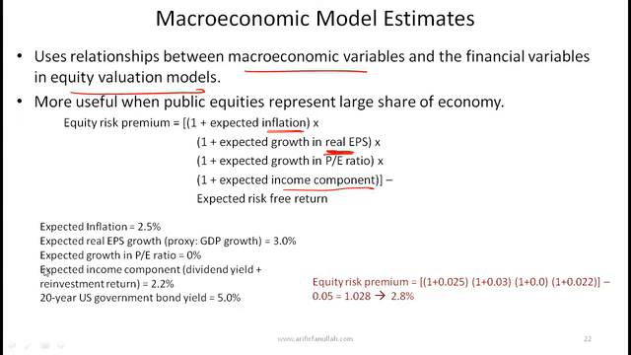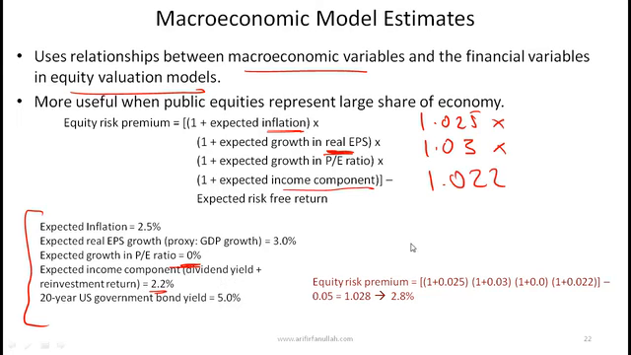Let's just plug in some numbers. If you are in an environment where the expected inflation is 2.5%, so that becomes 1.025 multiplied by the real EPS growth of 1.03, and PE growth of 0. So what do you multiply by? Simply multiplied by 1, and you are given the expected income component is 2.2%. So you multiply all these out and then you subtract 0.05, you will get 1.028.